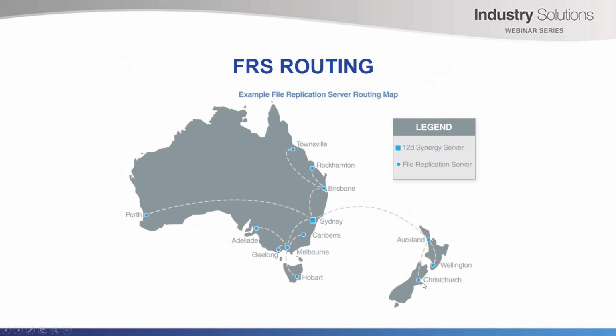Now we know that if Christchurch wants to talk to Sydney, it's going to do it over the internet, which is not great. But there are fast dedicated links between the Christchurch and Auckland office and the Auckland office and the Sydney office. So the FRS can be set up to funnel the data down that path to take advantage of your network, and this is fully configurable.